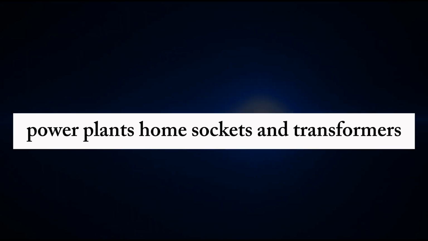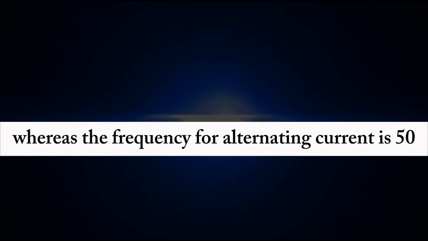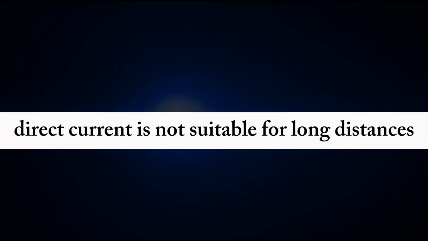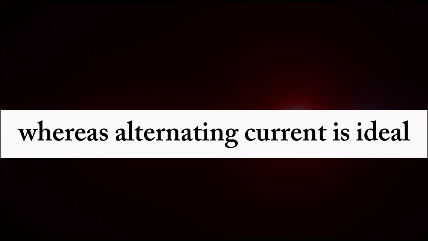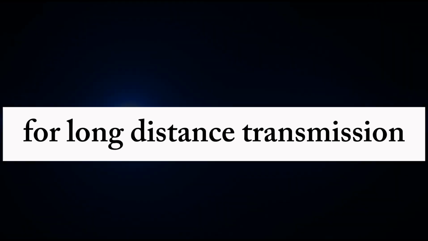home sockets, and transformers. The frequency for direct current is 0 Hz, whereas the frequency for alternating current is 50 Hz in Pakistan. Direct current is not suitable for long distances, whereas alternating current is ideal for long distance transmission.